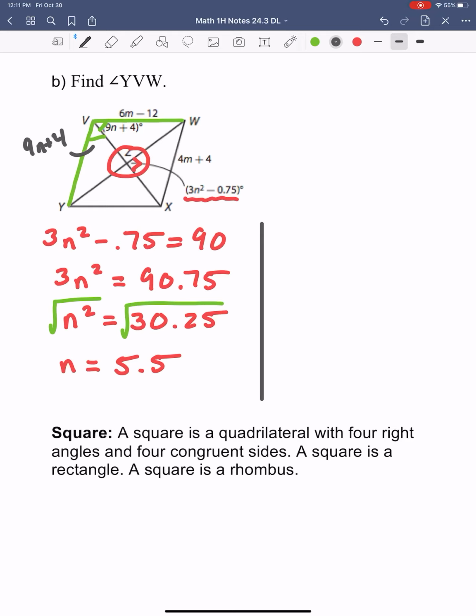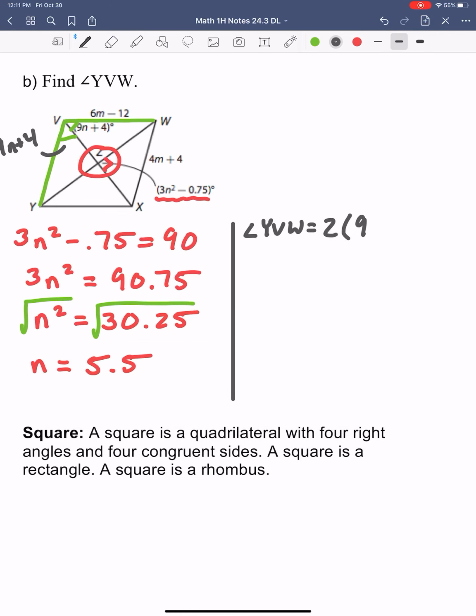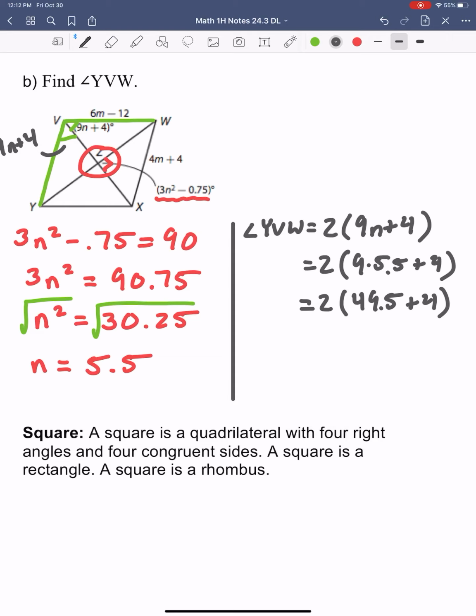Okay, and so I'm going to say that angle YVW equals 2 times 9n plus 4, right? 2 of those angles, because it's the same for both sides. And I'm going to plug in what I found for n. So I'm going to say 2 times 9 times 5.5 plus 4. So let's see, 9 times 5.5 is going to give me 2 times 49.5 plus 4. And when I evaluate this all the way out, I get an even 107 degrees.